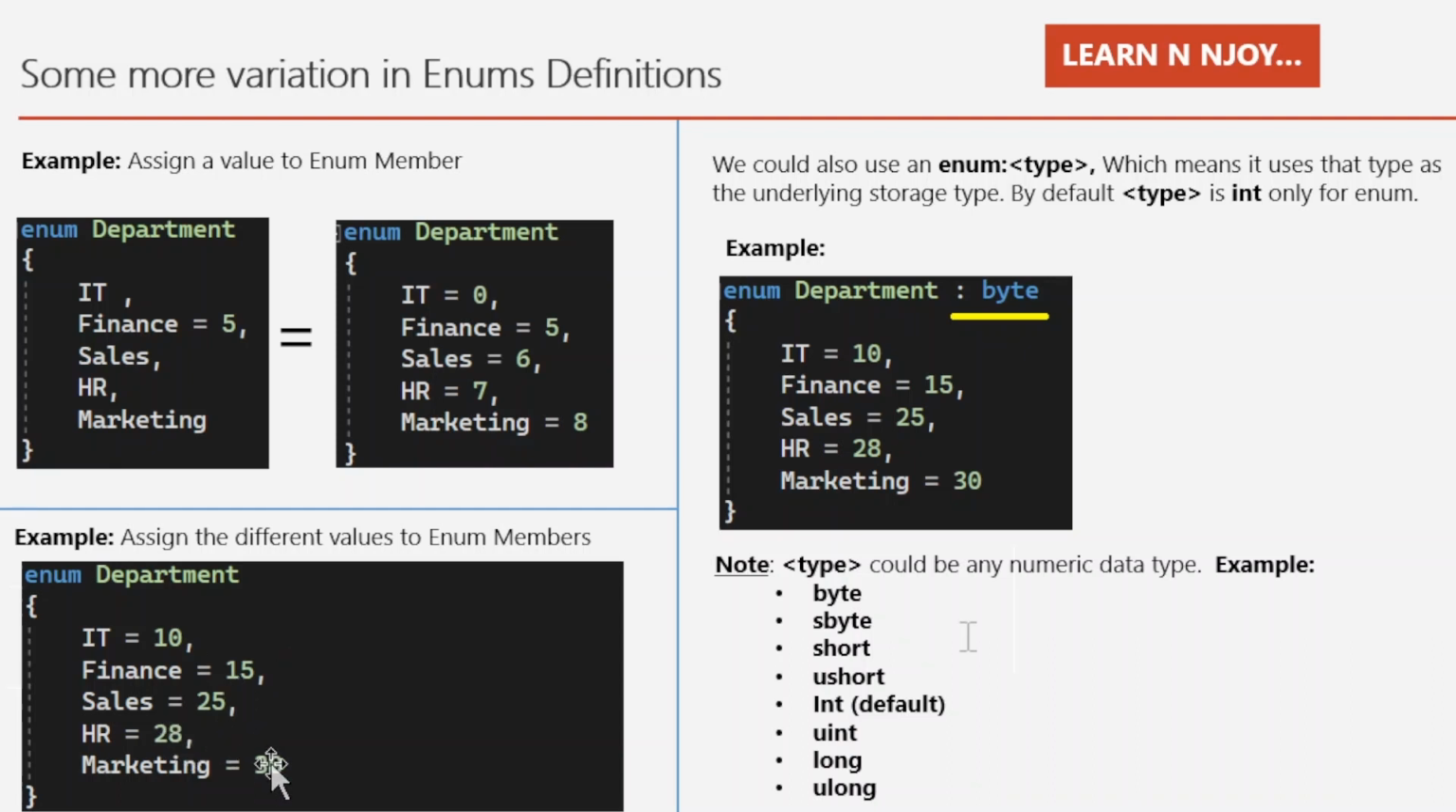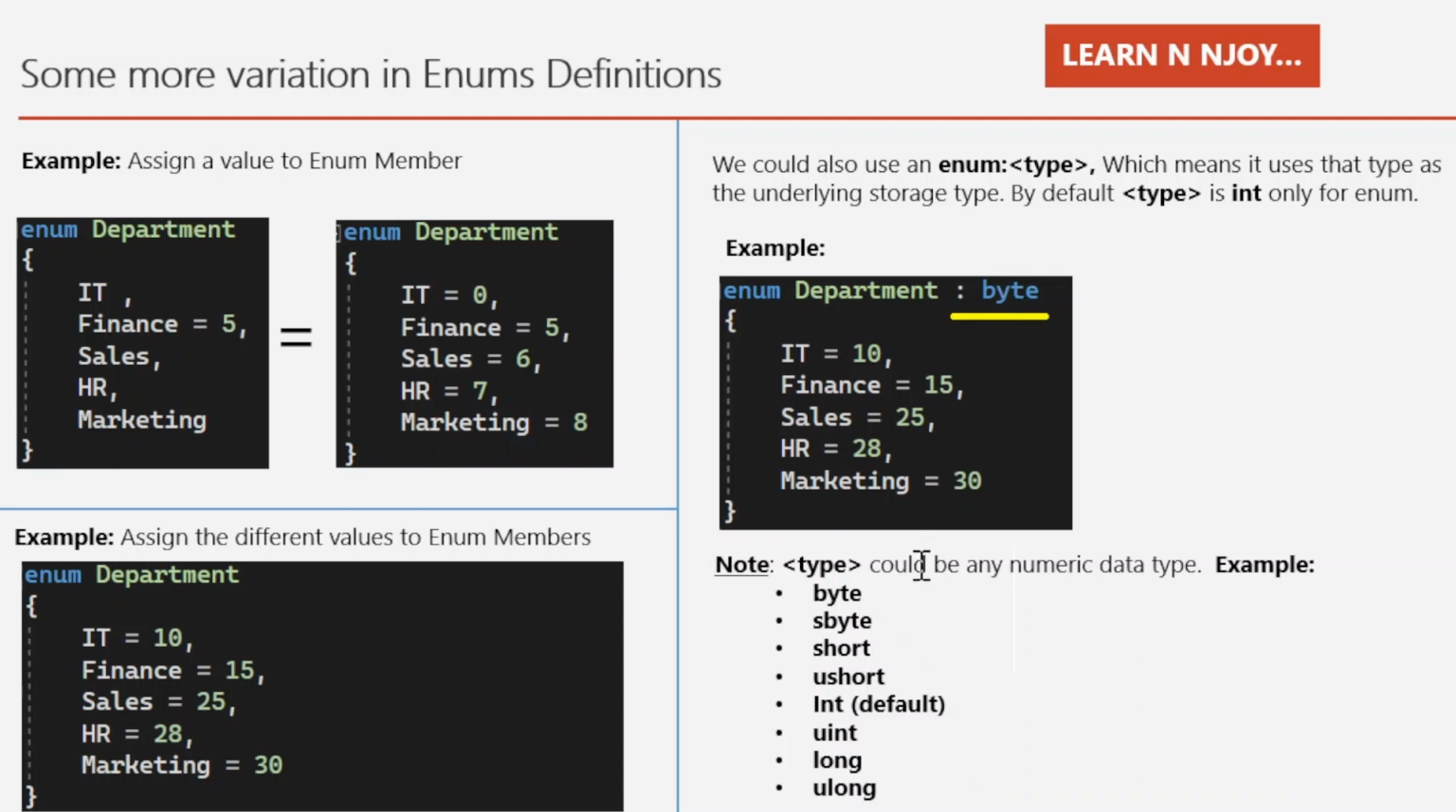25, 28, 30. We could also use an enum colon type, which means it uses the type as the underlying storage type. By default, the type is int only for the enum. For example, over here there is a department enum and I have written colon byte. What it means is that the underlying storage type of this enum is byte. By default it is int, but we have explicitly mentioned that the underlying storage type over here is byte. That's what byte would be applicable over here.